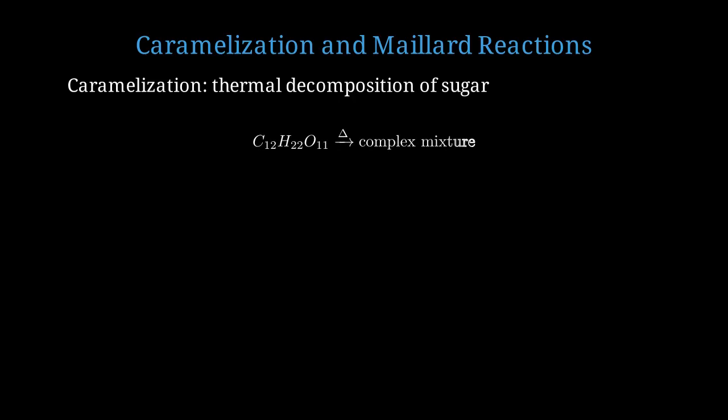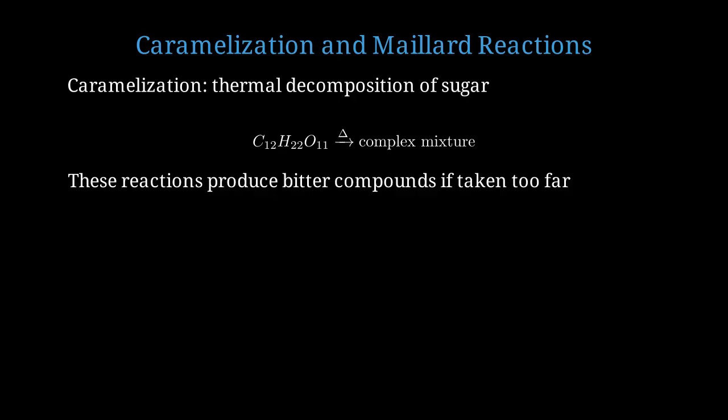Sucrose undergoes complex thermal degradation reactions, producing hundreds of different compounds, including furans, aldehydes, and ketones. While some caramelization adds flavor, too much produces bitter compounds and can ruin the candy. This is why precise temperature control is essential.